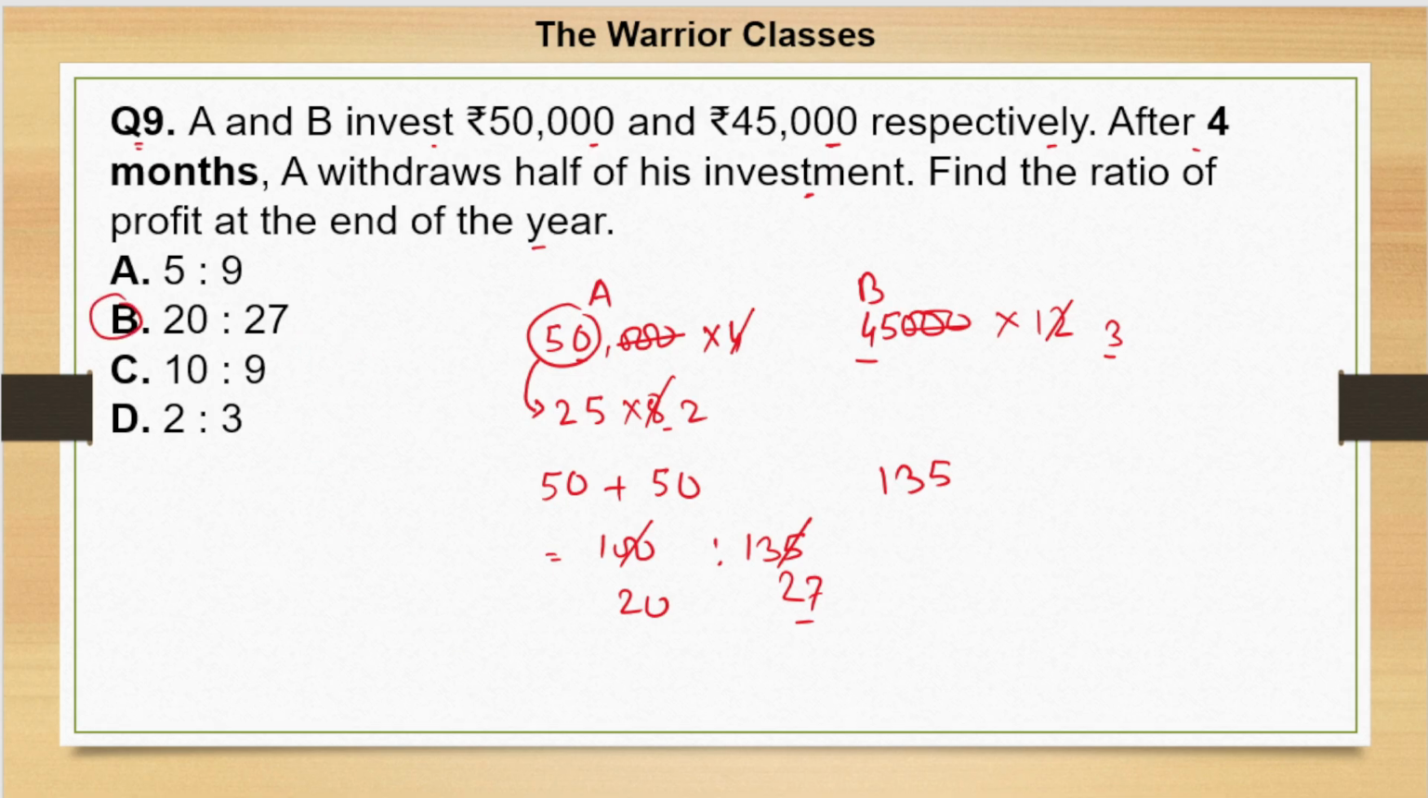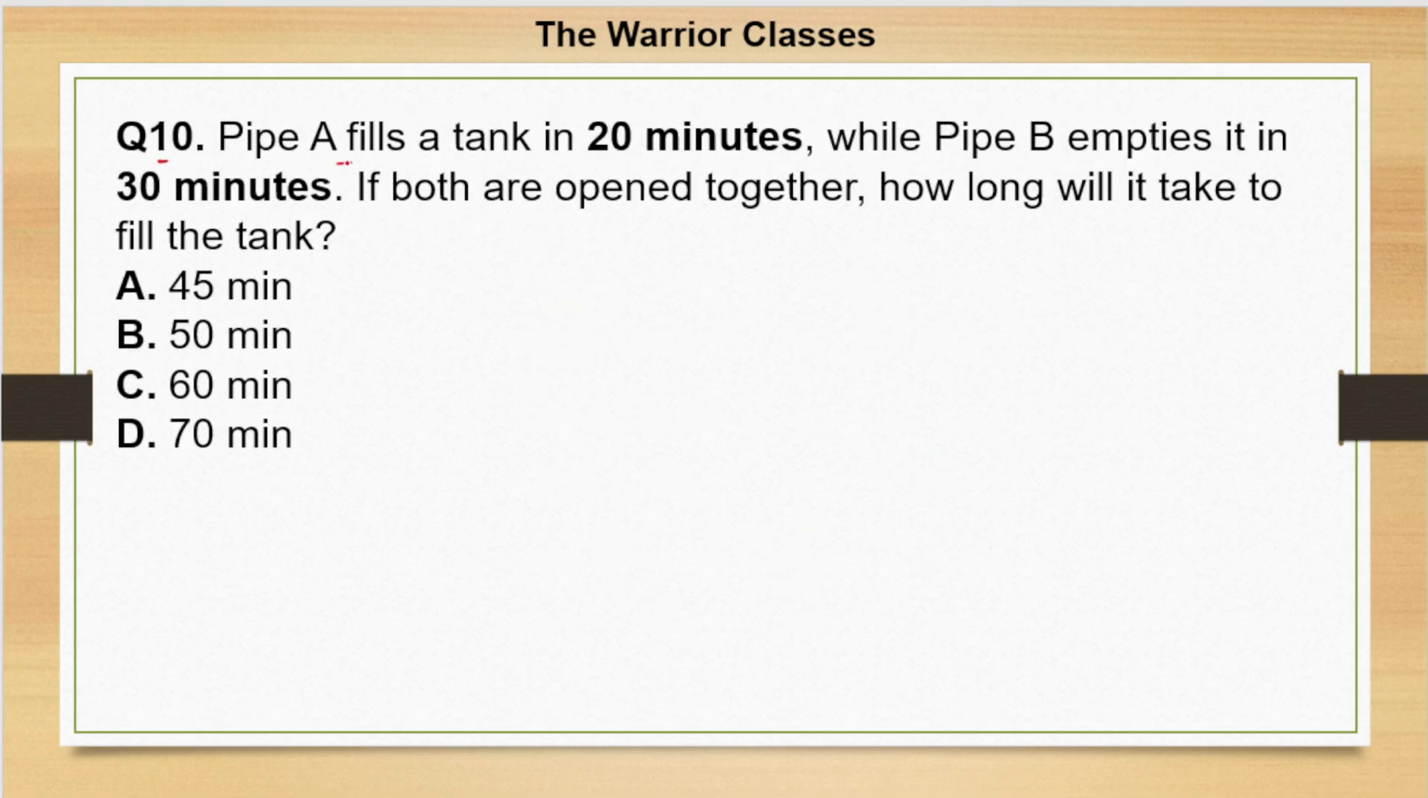Now moving to the next question. Question number 10. Pipe A fills a tank in 20 minutes while pipe B empties it in 30 minutes. If both are opened together, how long will it take to fill the tank? Now we can solve this type of question. A can fill in 20 minutes, right? And B empties, so it will be negative, and 30 minutes. Now the LCM of these two will be 60, the total tank capacity.